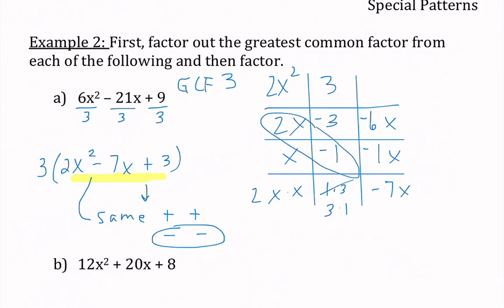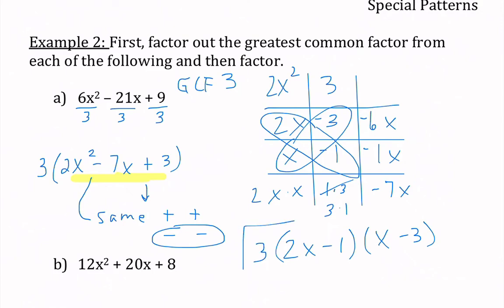So my first factor is 2x minus 1. My second factor is x minus 3. And I cannot stop yet. I have to remember to put my greatest common factor out front. My greatest common factor was that 3.